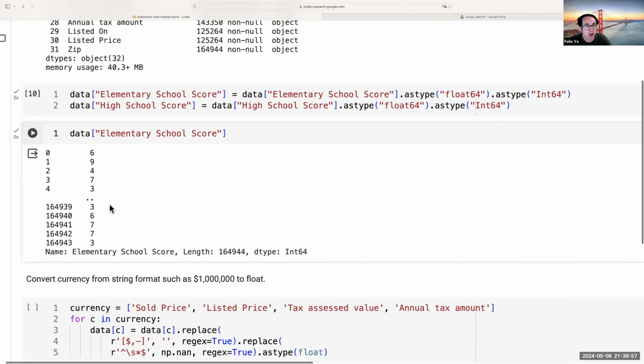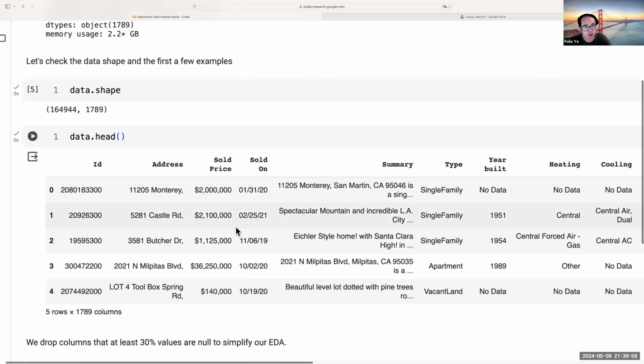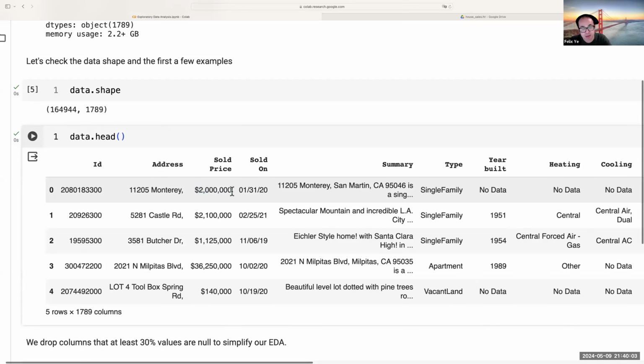Also, if we look at this sold price here, it is actually a string. That means I have a dollar sign and 2 million, which is not really what we want. We want this to have a numerical value, just 2 million. I shouldn't have a comma here. I should just turn this into 2 million US dollars.